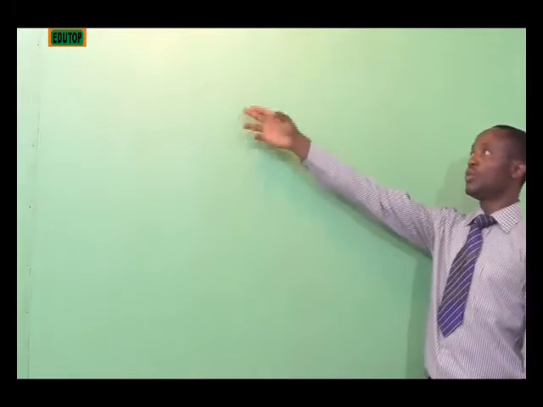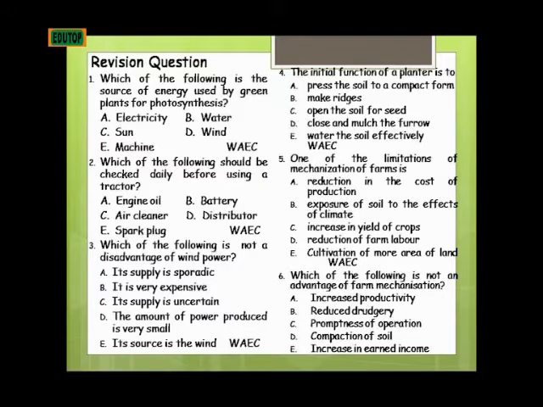Now we'll be looking at some of the revision questions. Which of the following is the source of energy used by green plants for photosynthesis? A. Electricity. B. Water. C. Sun. D. Wind. E. Machine. The correct answer is sun. That's the energy being used by plants for photosynthesis.